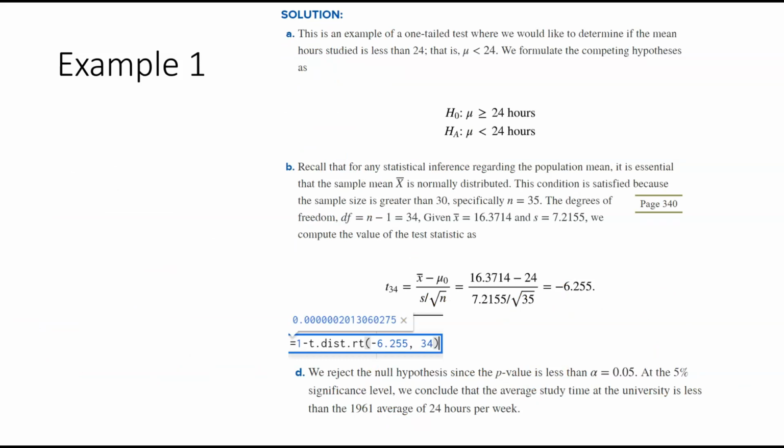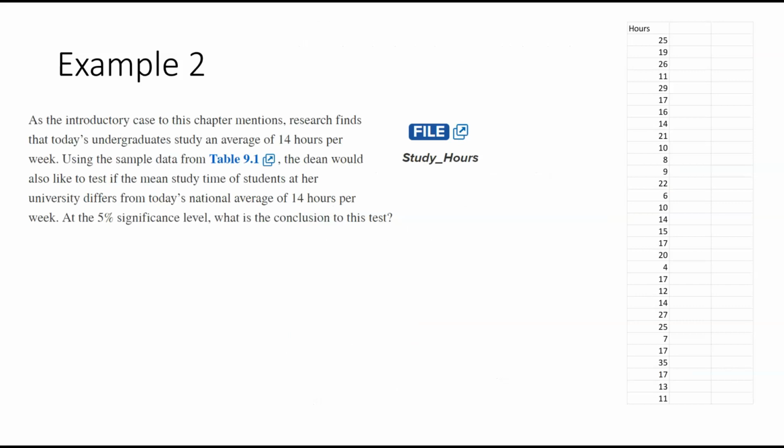All right, let's do another example. Research finds that today's graduate students study an average of 14 hours. Use the sample data from this file. The dean would also like to test if the mean study time of the students at her university differs from the average of 14. At the 5% significance level, what's the conclusion? Even though they don't ask for it, we always have to write the competing hypotheses. So we're talking about average, and we're talking about 14. In this case, they want to know differ, so difference, so not equal to. This is the claim, and this is the null.